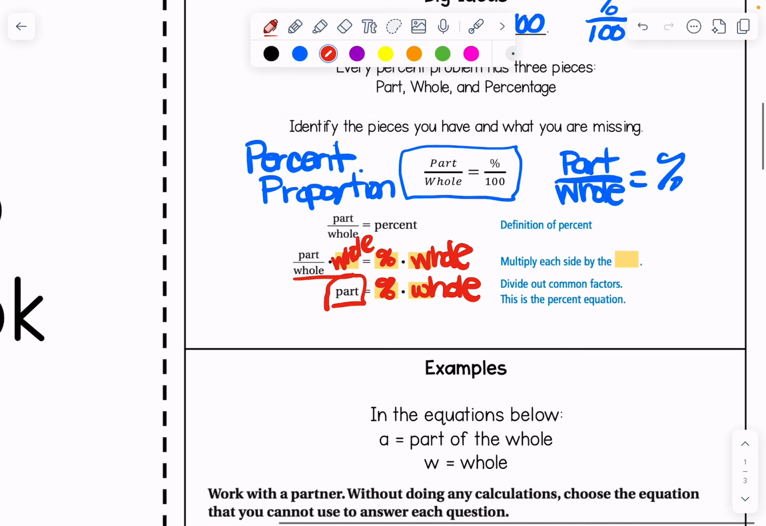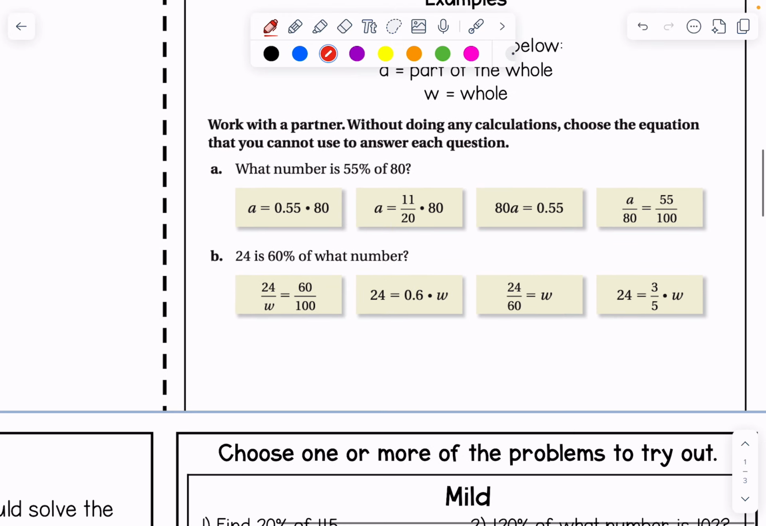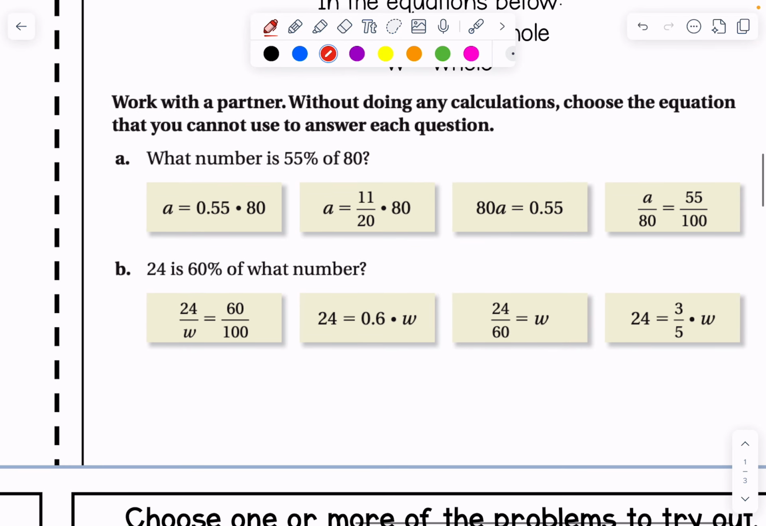So let's look at some examples, and then we will talk about how you can solve each of these problems a variety of ways. So what number is 55% of 80? The first thing I normally look for is to see if I have a percentage. Because if I have a percent, remember we have three pieces: the part, the whole, and the percentage. So the percent is pretty easy to find if you have it, because it will have a percent symbol.